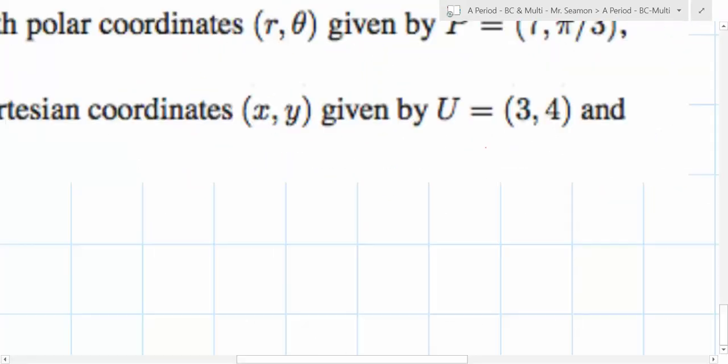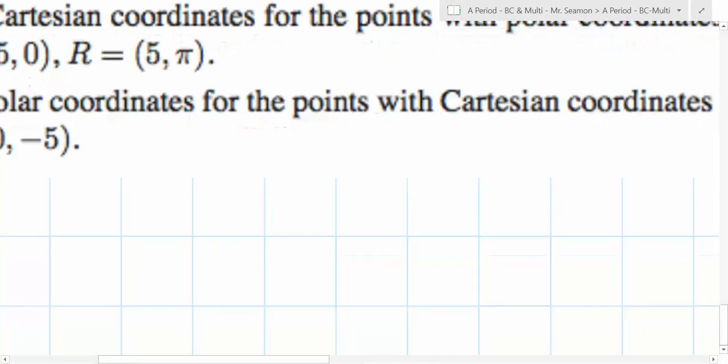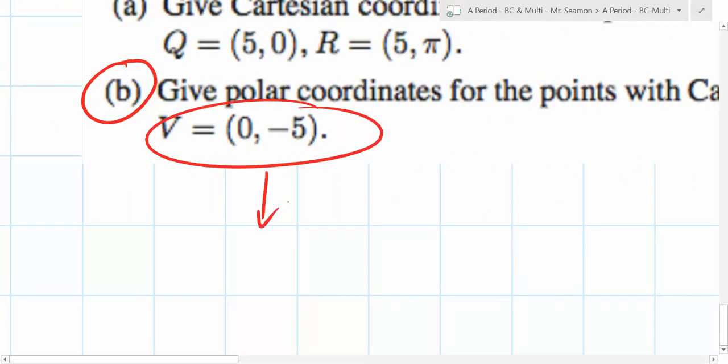So let's say we did. What is U going to be? 5, tan inverse of 4 over 3. Absolutely. What about V? Who has V for me? Jesse. 5, pi. Is that correct? No. 0, -5. You're going to have to go all the way around and down. Pi plus pi over 2. It's going to be 3 pi over 2. It can also be negative pi over 2.